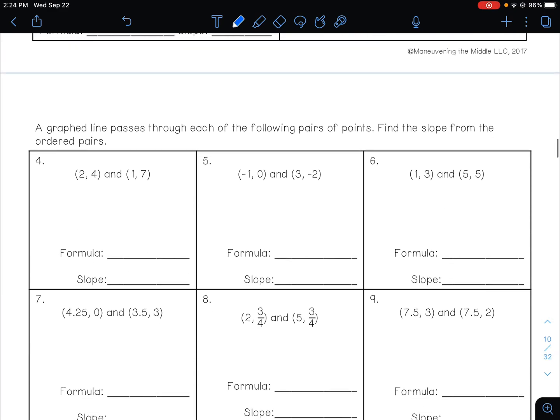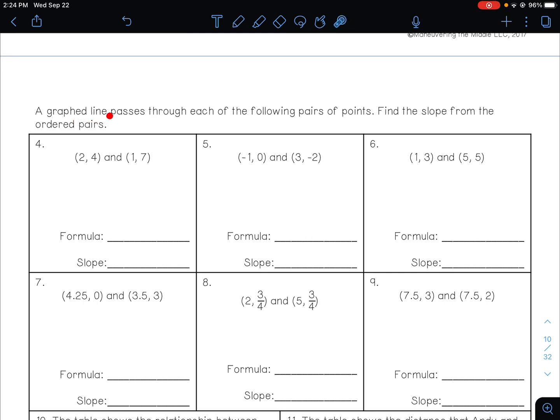Let's go ahead and try the next couple problems. A graphed line passes through each of the following pairs of points. Find the slope from the ordered pairs. This is actually easier than the other ones because they give you the points. So we just have to figure out which one is which.